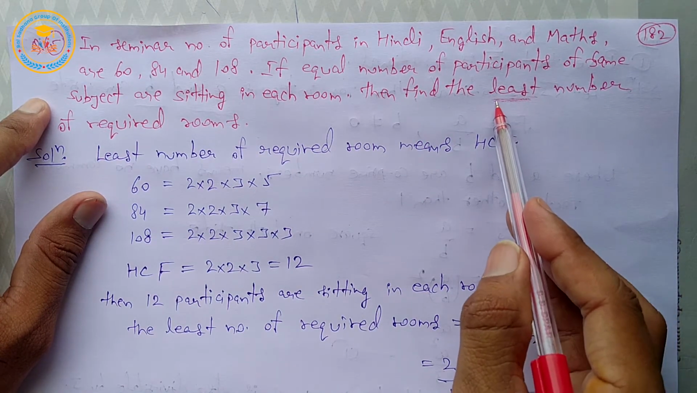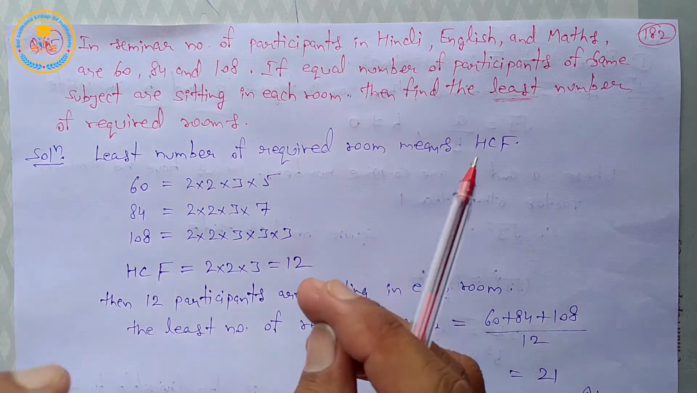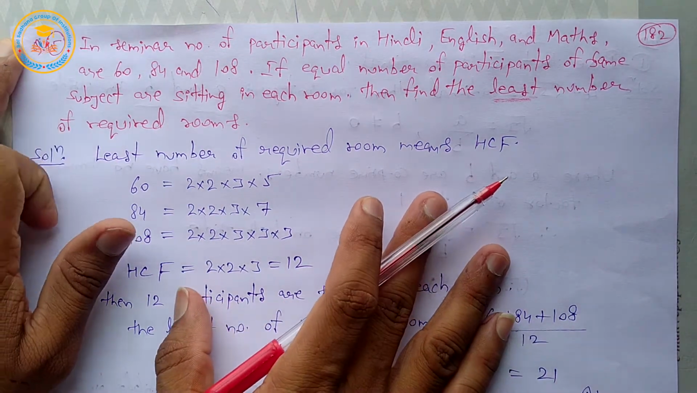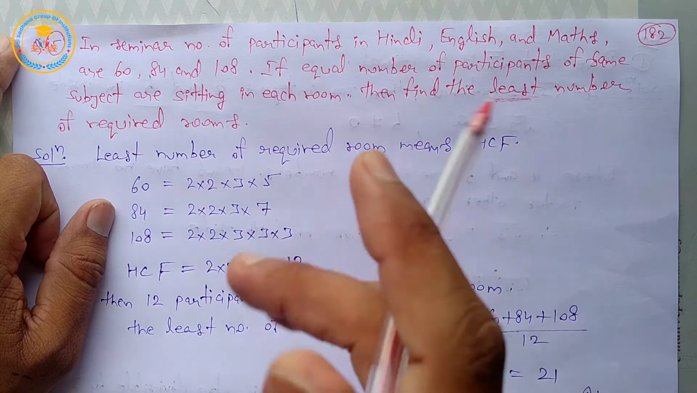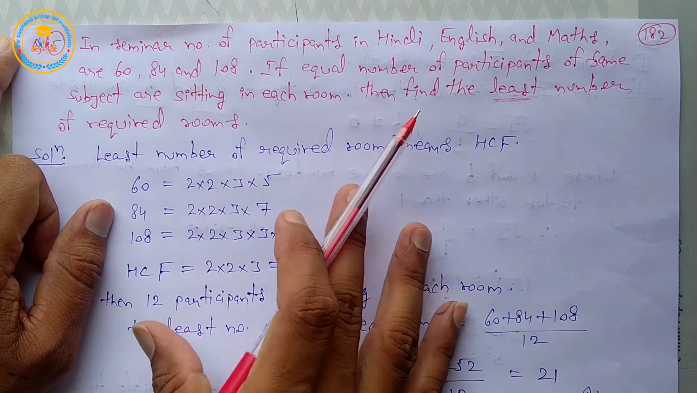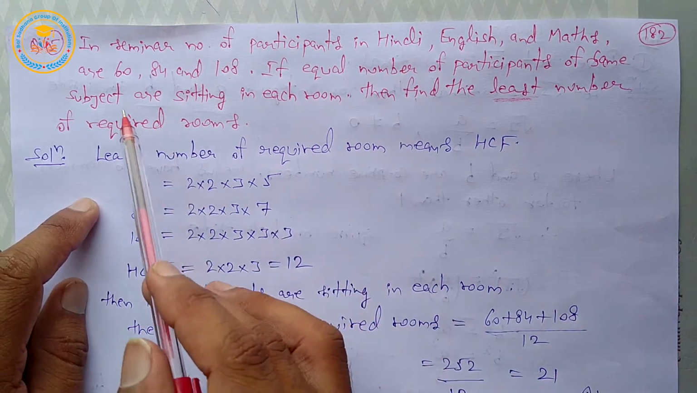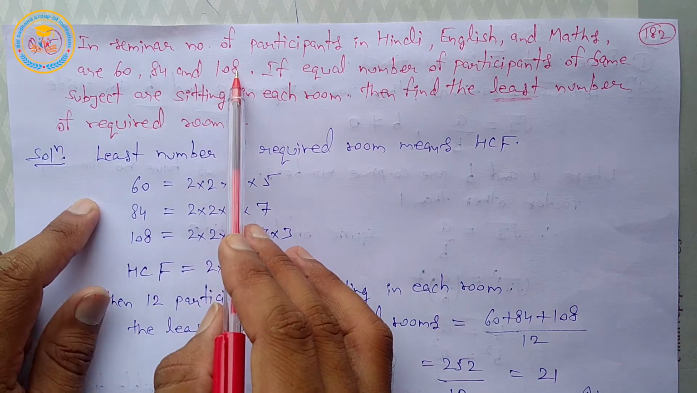Okay, least number means we find HCF. Least number means we always find HCF. Maximum means LCM, least means HCF. Okay, now least number of required rooms means HCF. So first, prime factorization of 60, 84 and 108.